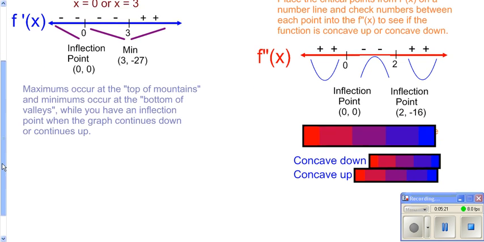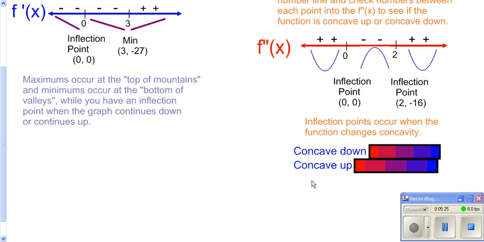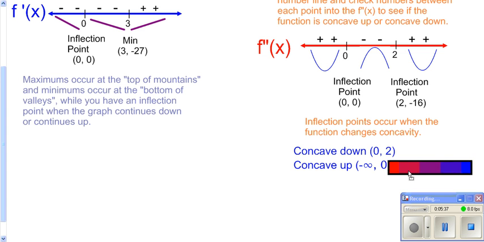They also wanted to know our concavity structure. Your concavity structure is where it's concave down. Well, that would be from 0 to 2. And concave up from negative infinity to 0. And from 2 to positive infinity.